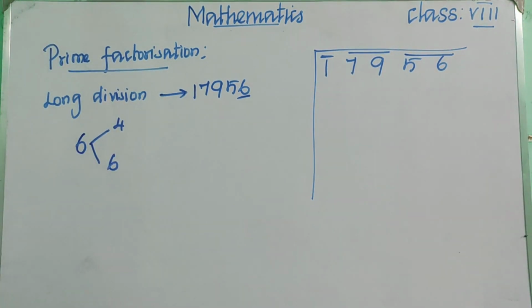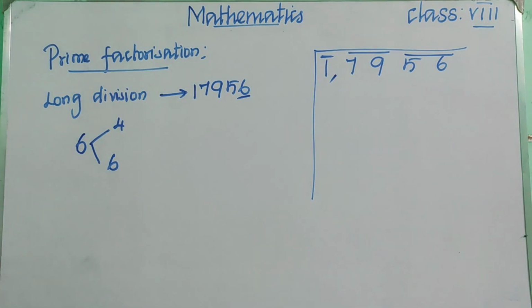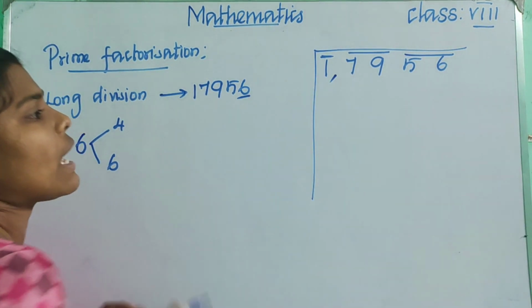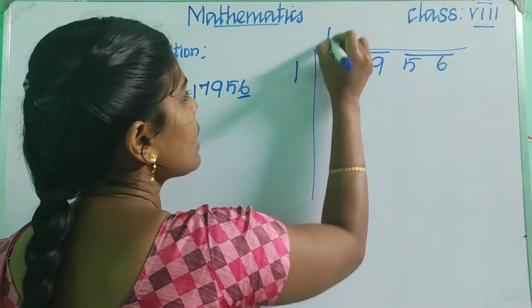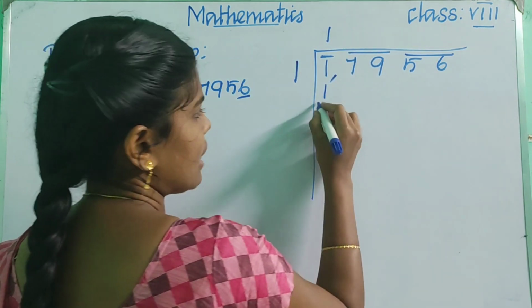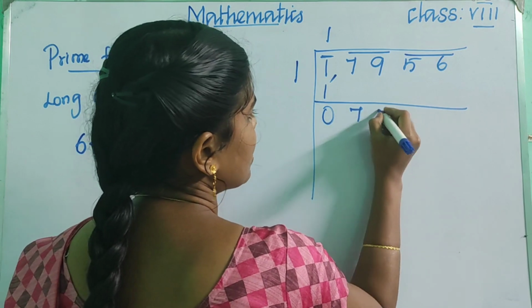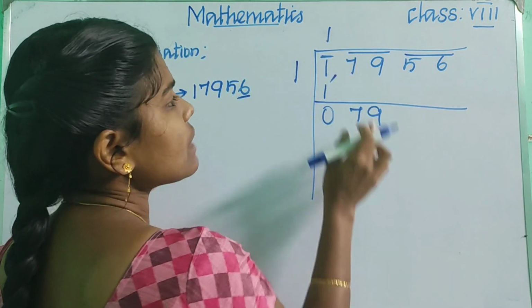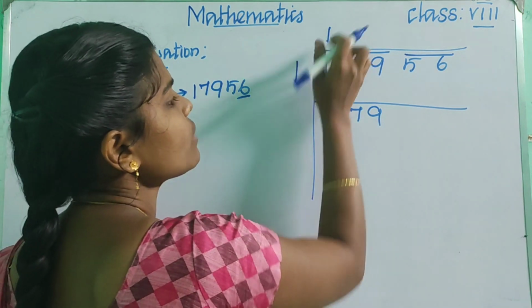First of all we need to find the square equal to 1 or nearly less than 1. So 1 squared is 1, right? So put 1. 1 into 1 is 1. Now 1 minus 1 is 0. Now bring down the 79. And the next step, we need to multiply 2 with this quotient. 1 2 is 2.